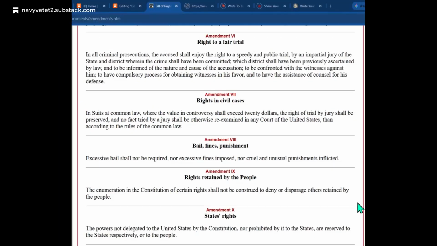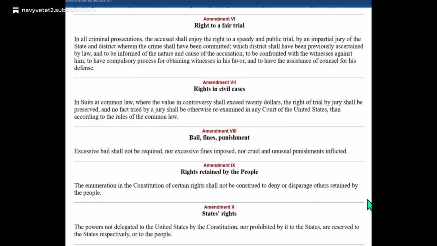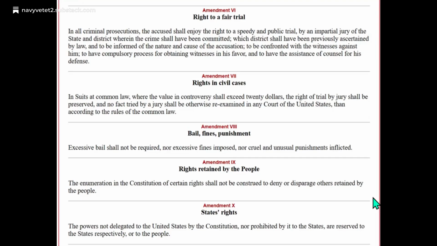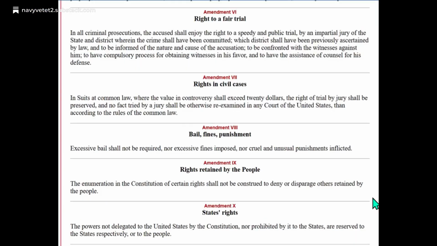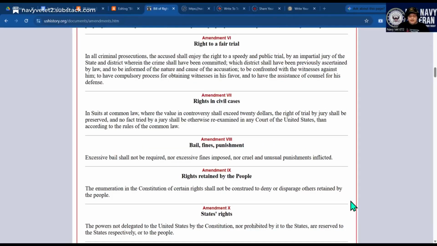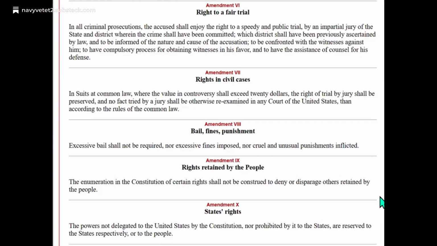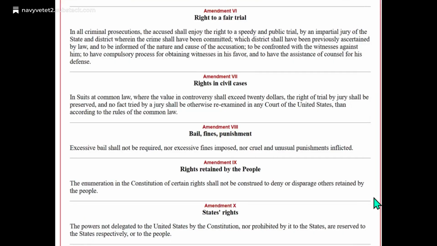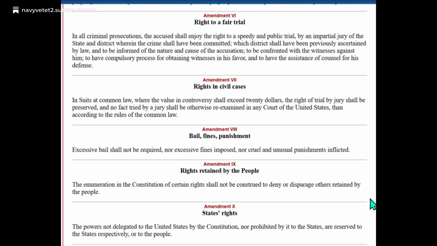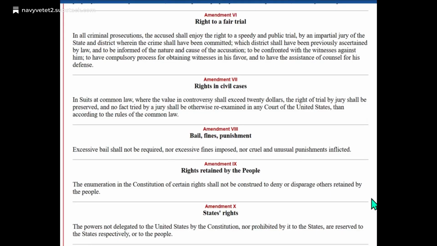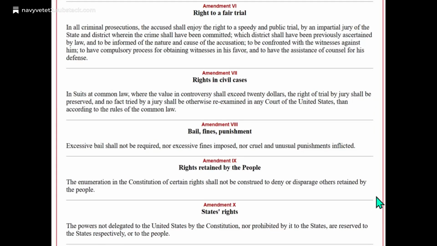Amendment 6. In all criminal prosecutions, the accused shall enjoy the right to a speedy and public trial by an impartial jury of the state and district wherein the crime shall have been committed, which district shall have been previously ascertained by law, and to be informed of the nature and cause of the accusation, to be confronted with the witnesses against him, to have compulsory process for obtaining witnesses in his favor, and to have the assistance of counsel for his defense. Centerpiece of the American criminal justice system.